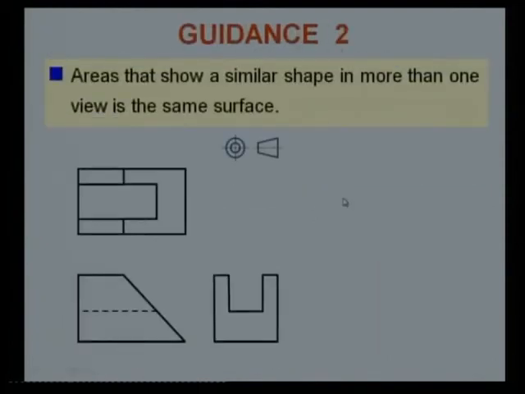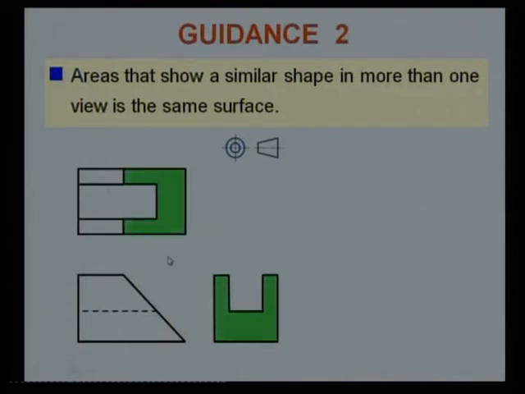Now second case. Areas that show a similar shape in more than one view are the same surface. What does it mean? The areas which have similar shape in any two views. For example, this is the top view and this is the side view. In these two views, this C-shaped or U-shaped object is here, and here also a U-shaped object is there. So these two are similar shapes in more than one view.